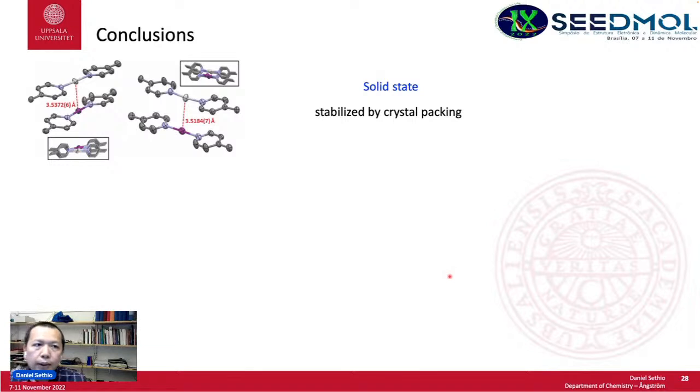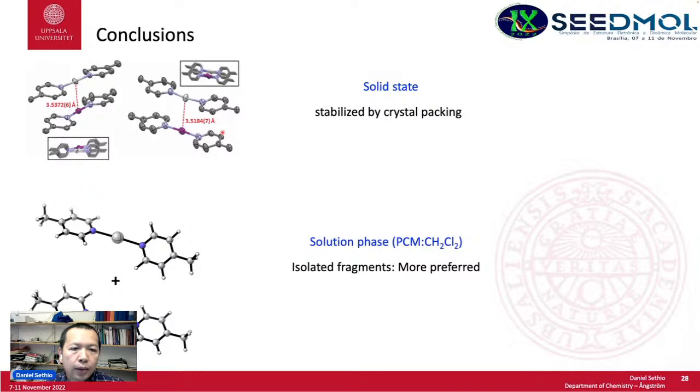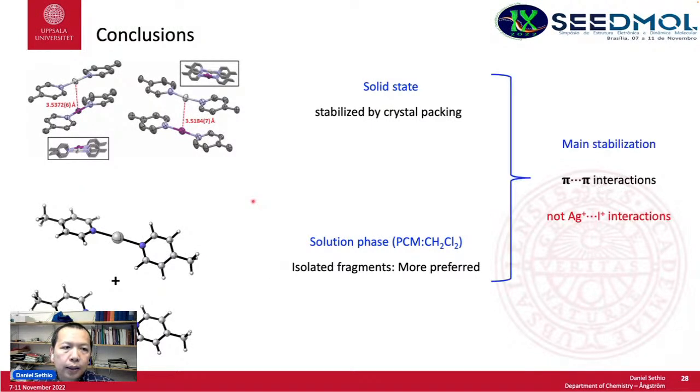So in conclusion, in solid state, this complex exists due to the stabilization coming from crystal packing, while in the solution, they prefer the isolated fragments compared to the complex. And the main stabilization of this complex is mostly from pi-pi interaction, not from silver iodine interaction.